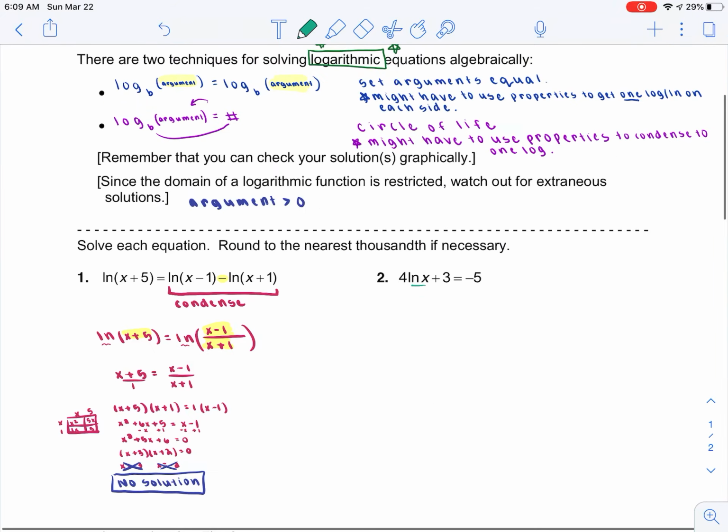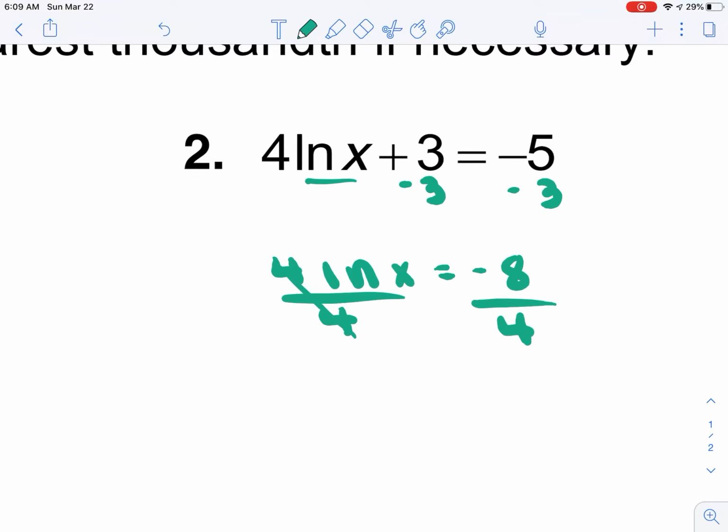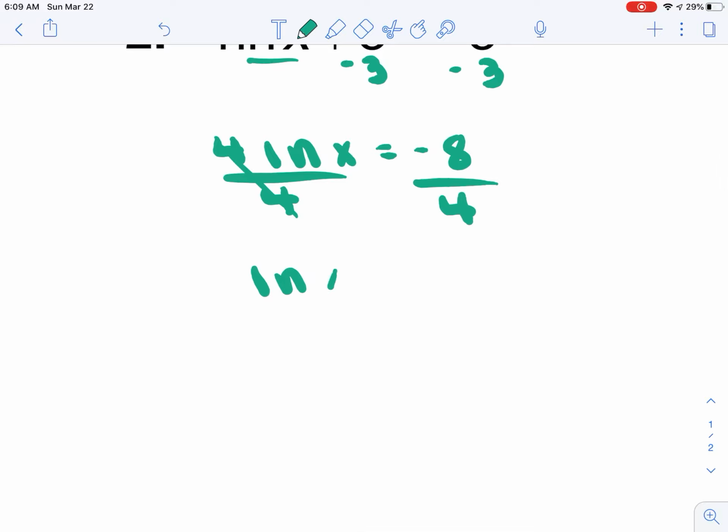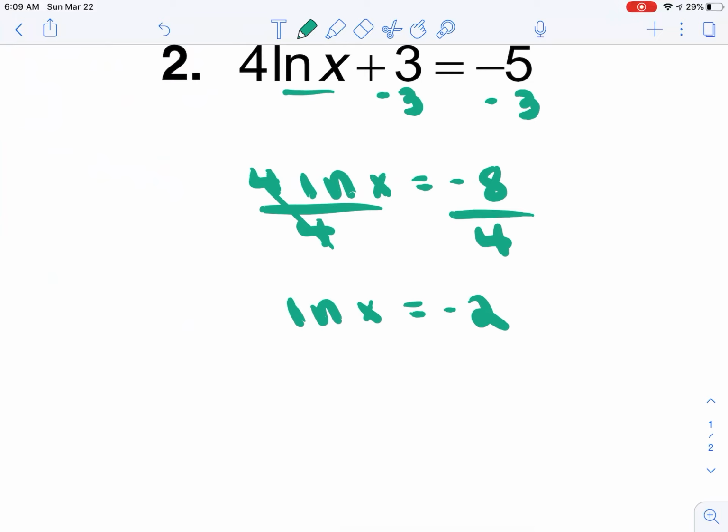of life. So with that being said, I need to subtract the 3 to isolate the log, and then I need to divide by the 4. You cannot do the circle of life if there's a number in the front. You need to isolate the log completely first. Now, from here, we can do the circle of life.